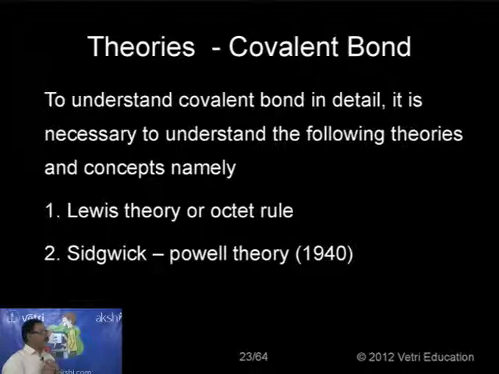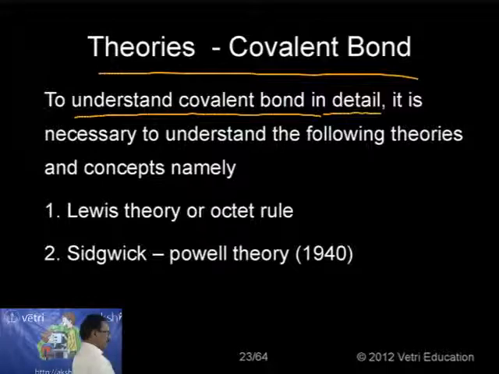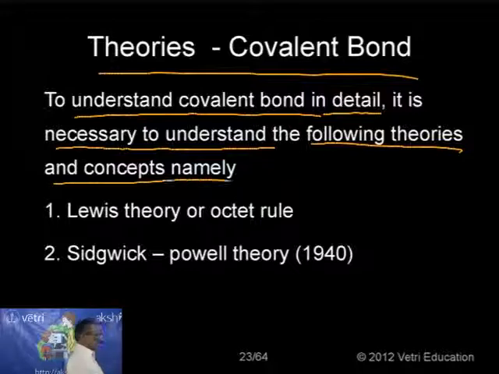Now, let me go into detail. The theories which will explain what a covalent bond is and what the characteristic properties of a covalent bond are. In order to explain, different theories were proposed. I will go through each theory in detail to understand the covalent bond. To understand the covalent bond in detail, it is necessary to understand the following theories and concepts.